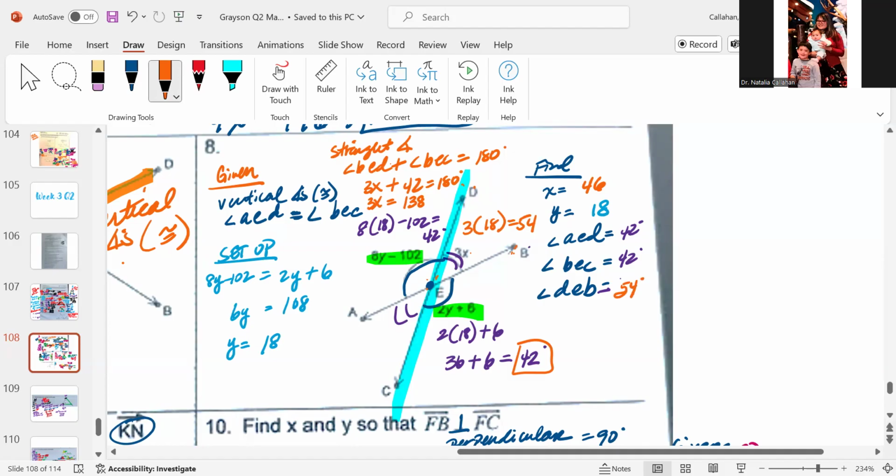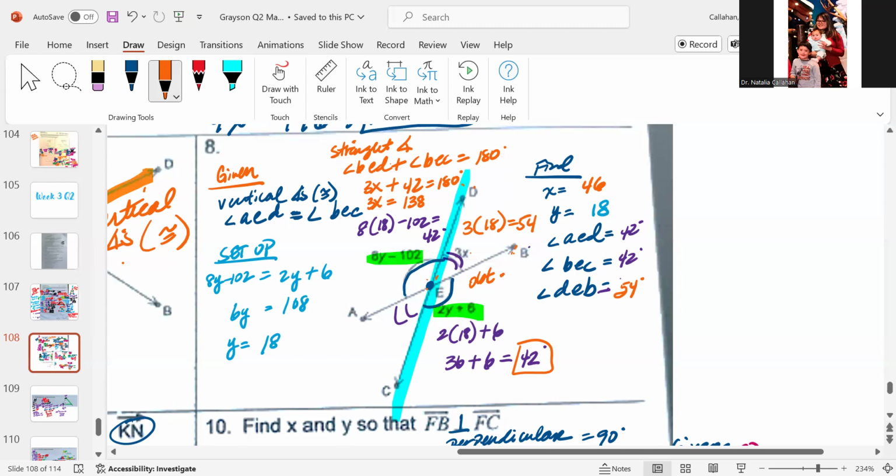That does not look right at all. No, I screwed up somewhere. Hold on a second. I'm not doing this right. Something happened, because y should not be 18. 2 times 18 plus 6 is not going to give you 42, and I know that because this is obtuse. So I screwed up here somewhere. So let's go back. 8y minus 102 equals 2y plus 6. Do you see where I screwed up? No, this is correct. It just doesn't work. Why is it not working out?